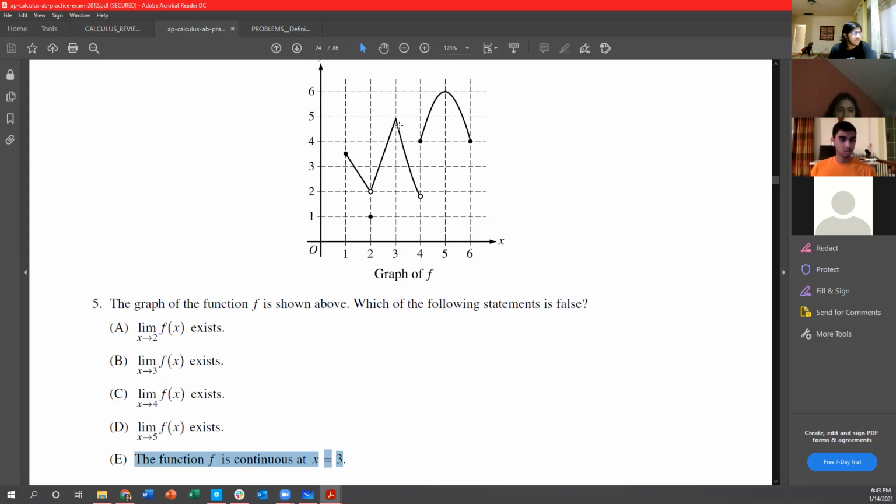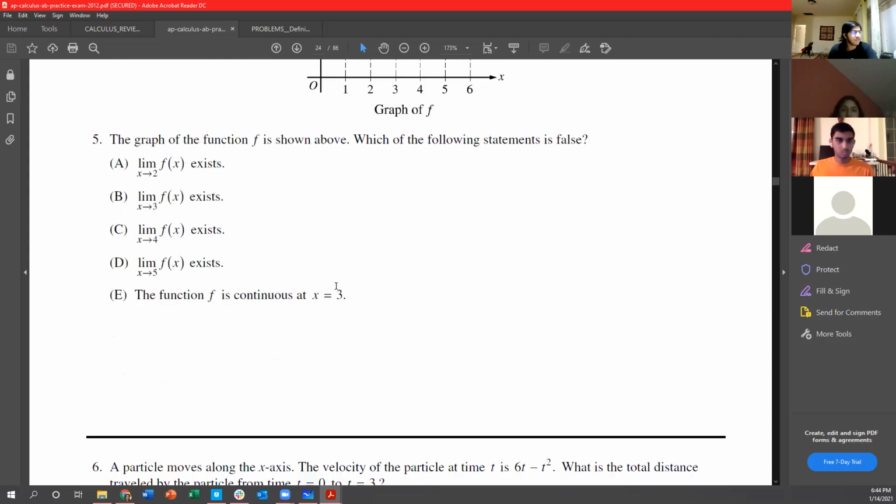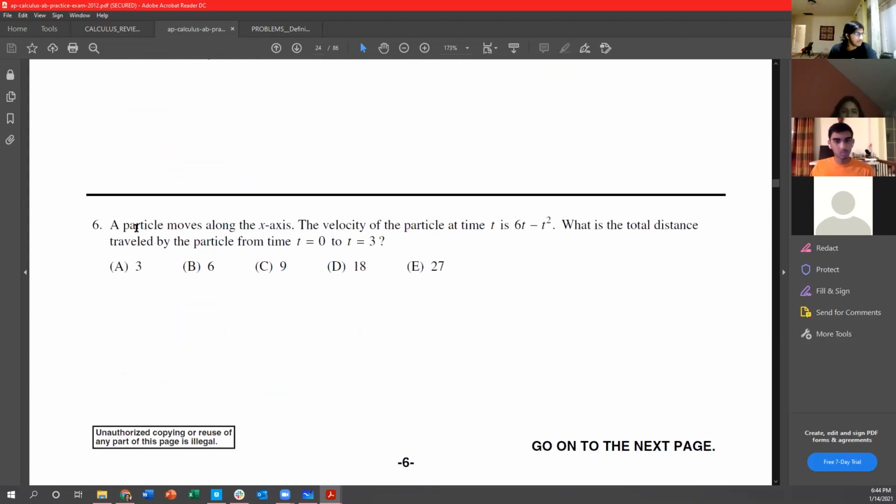The function is continuous at x equals 3. It is continuous, but not differentiable at x equals 3, right? It's continuous because the left-hand limit equals the right-hand limit equals the function value, but it's not differentiable at that point because the left-hand derivative does not equal the right-hand derivative. That's how you prove that if they ask you to.